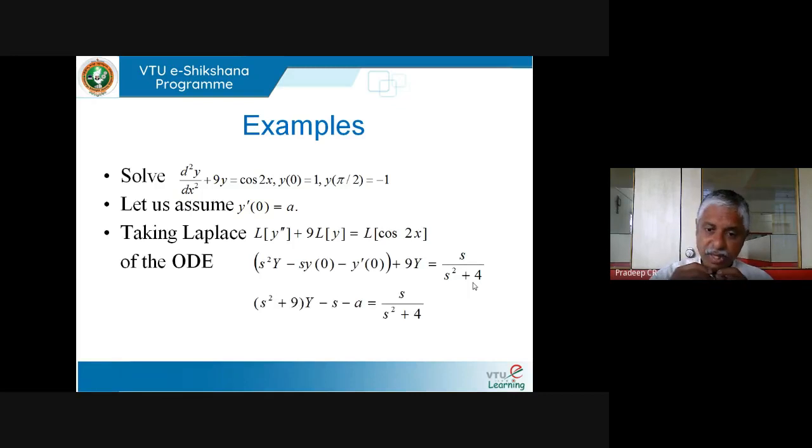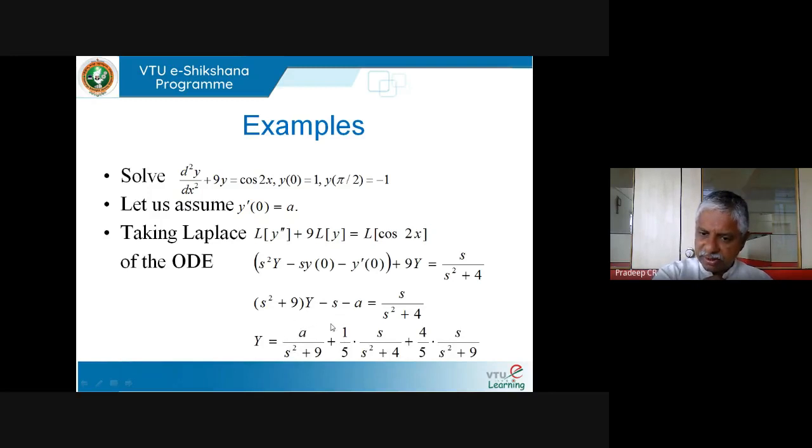That's okay. Now I'll substitute. I know y of 0 is 1. So I'll substitute that. Y dash 0 I don't know. It is some value, some constant. So I'll take it to be A. So I'll rewrite this. s square plus 9, I'll get from here s square Y, and here is a 9Y. So s square plus 9 times Y minus y of 0, which is 1, so I'll get an s term here. Y dash 0 I don't know. I'm calling it A. And the right hand side remains s by s square plus 4. This is nothing but capital Y.